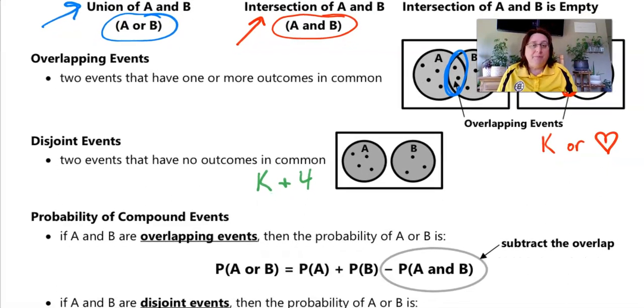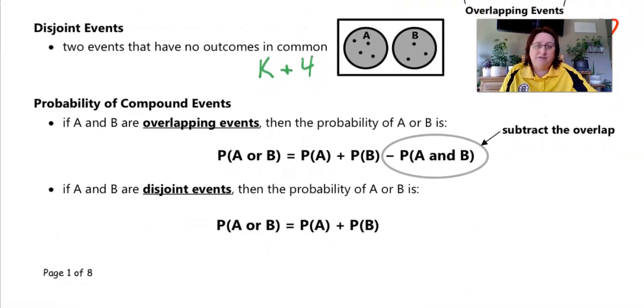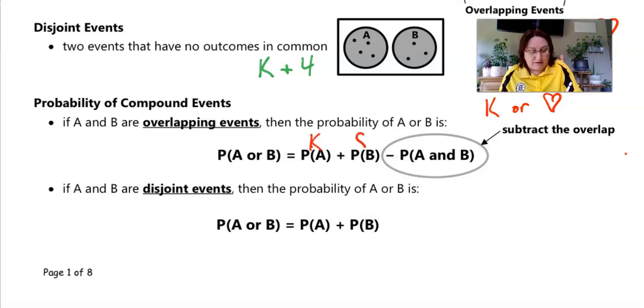Now, the probability of overlapping events or compound events. Let me talk about this. If A and B are overlapping, like the one where I said you have a king or a heart, then what you do is take the probability that you draw a king, add the probability that you draw a heart, and then subtract all of the kings that are a heart. In a deck of cards, we have one king that's a heart.